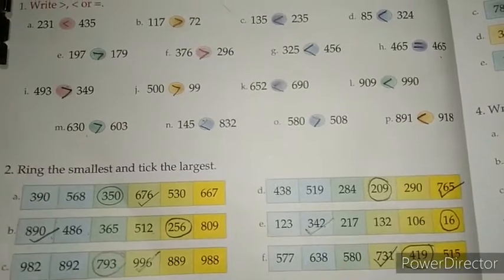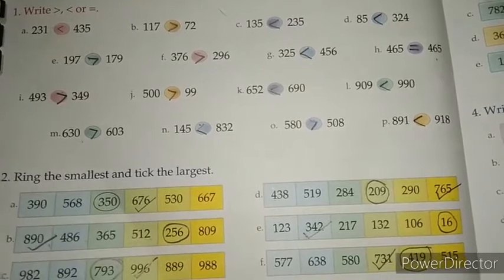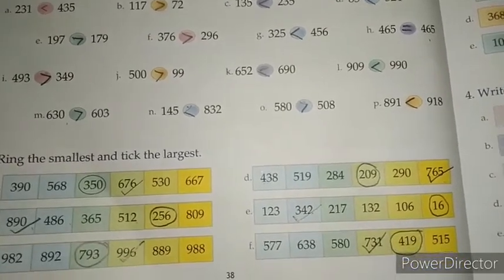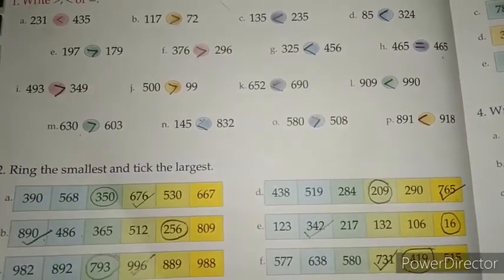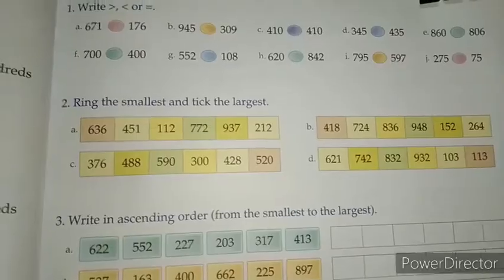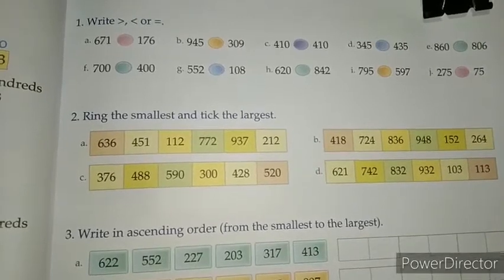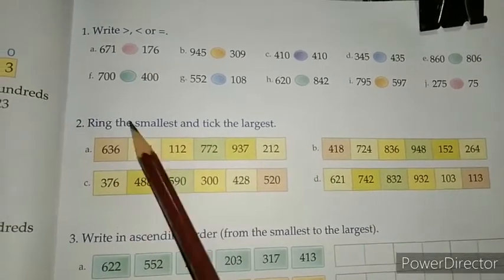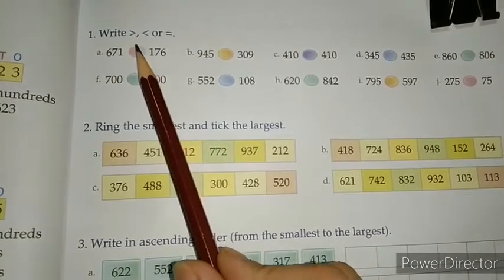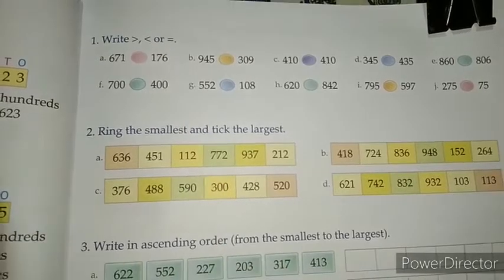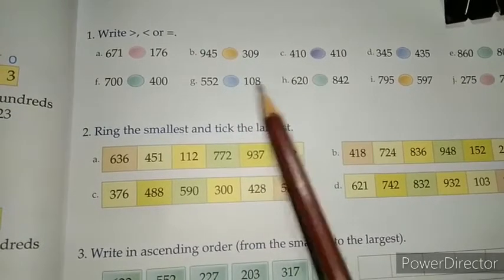So understood all of you? How will you do question first and second also? Very good. So students, do revision of these questions. Okay, now come to your next page, number 39. Students, this is your page number 39, and here we have question first. Here we have three signs, for smallest, for largest and for equal. So in this question we have to write these signs according to numbers.